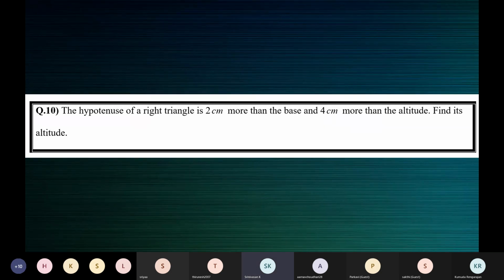Hypotenuse minus 2 is equal to base. No, don't do minus, just as it is there. Hypotenuse is, it's given hypotenuse is, that means hypotenuse is equal to base plus 2. Yeah, then next one. Hypotenuse is equal to altitude plus 4. Very good, that's what I wanted. So it's a compound sentence. Two things are given using this word and.